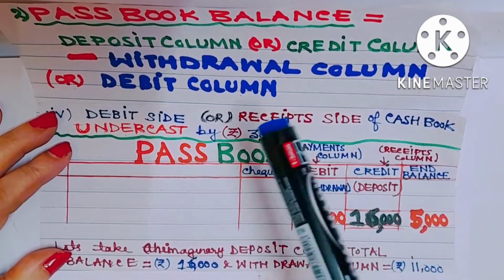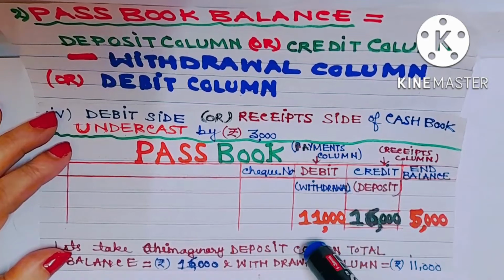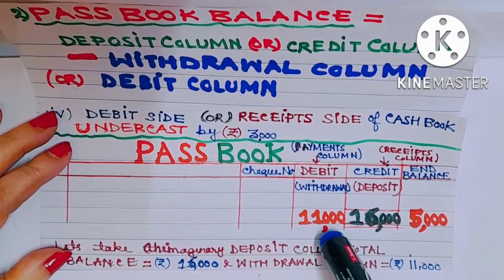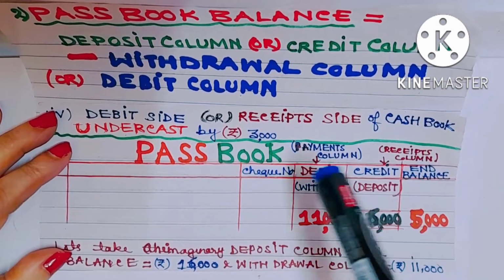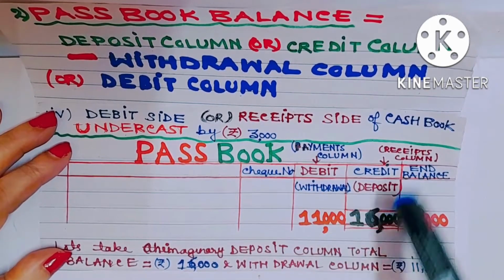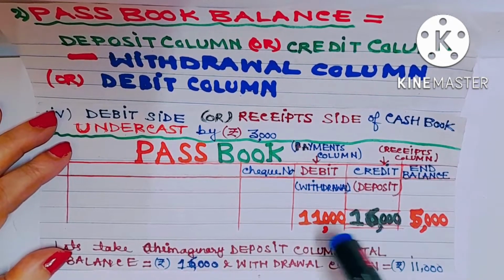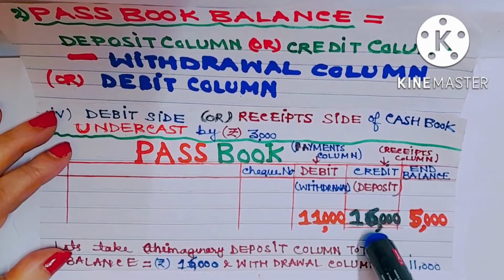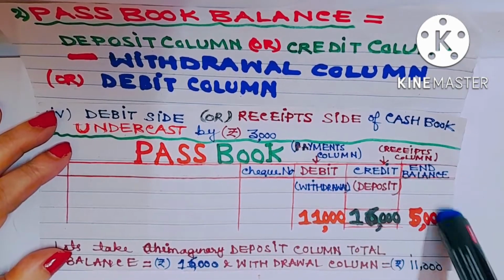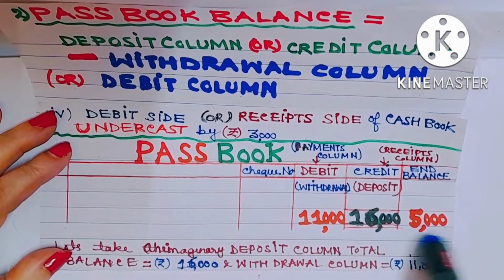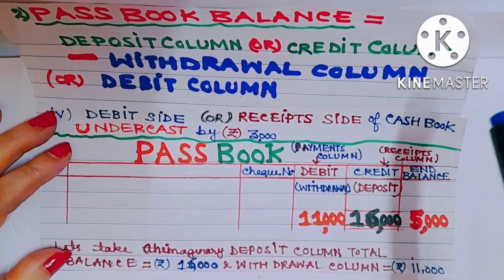What is the total of withdrawal column or debit column? See, 11,000, which is also correct. So deduct the withdrawal column from the deposit column. So deduct rupees 11,000 from 16,000. So passbook balance will be 5,000, which is correct. 5,000 is correct. So cash book balance should have been 5,000 as well.